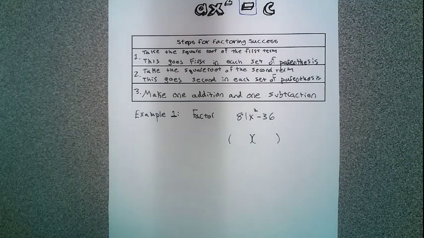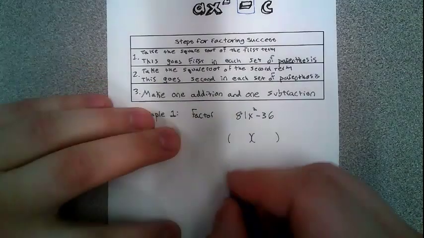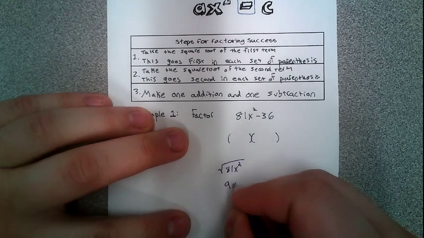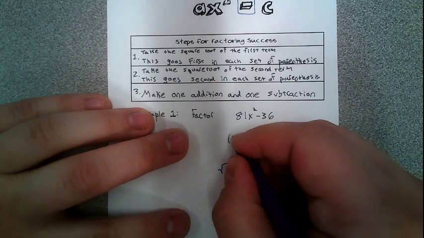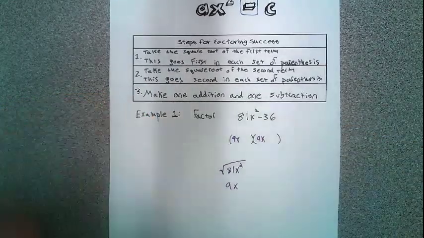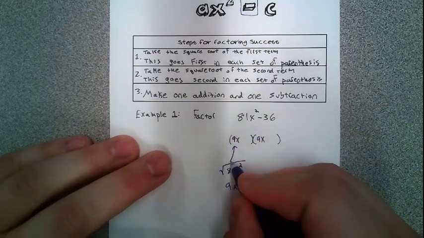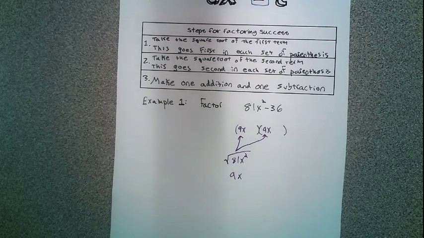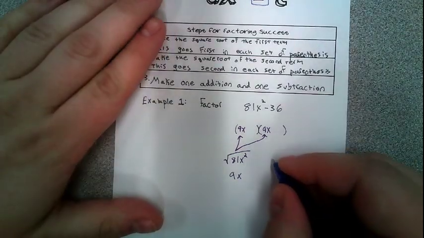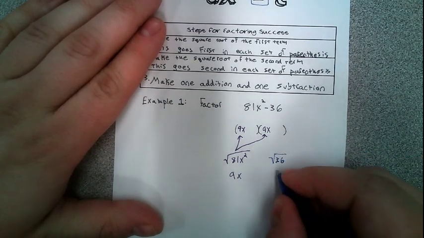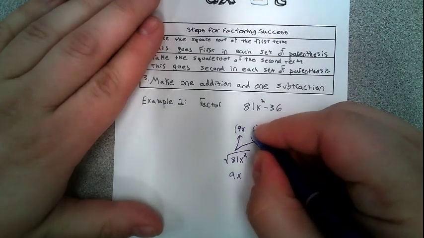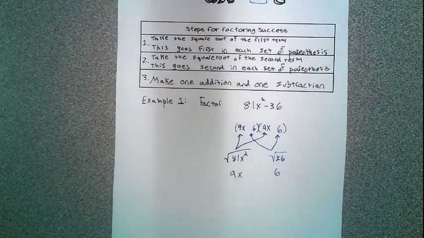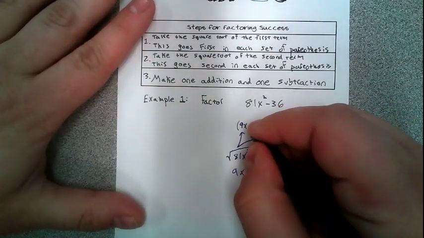Okay. And now let's take a look at step 1. Step 1 says take the square root of the first term. So I have 81x squared. And if I take the square root of that, I get 9x. That number is going to go first in each of the parentheses. So 9x, 9x. That one goes here and here. Step 2 says take the square root of the second term. Well, that's 36, the square root of 36, which is 6. And that number goes here and here. And the last one says make one addition and one subtraction.